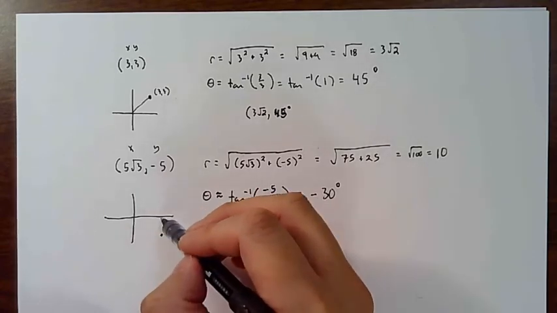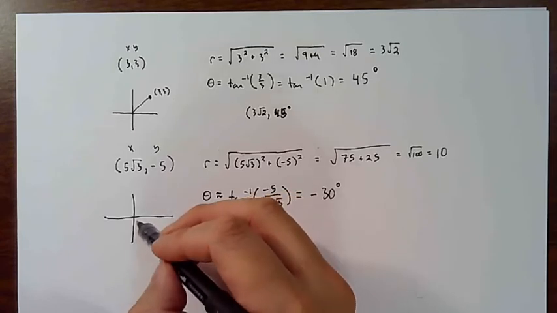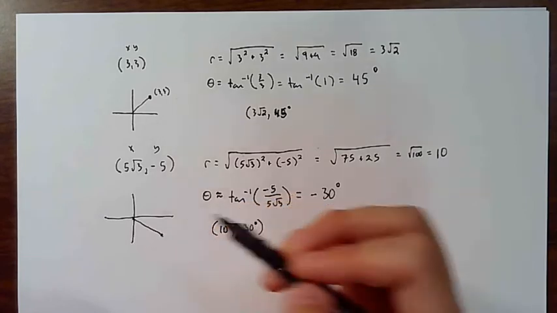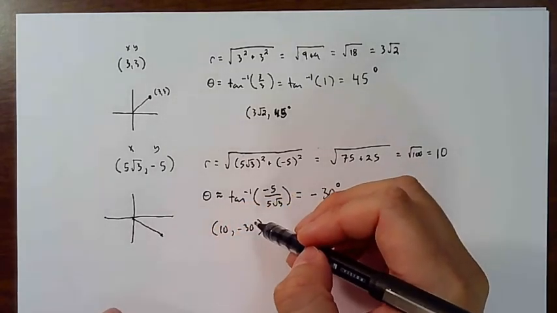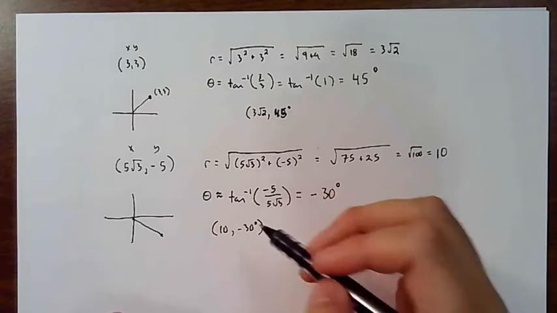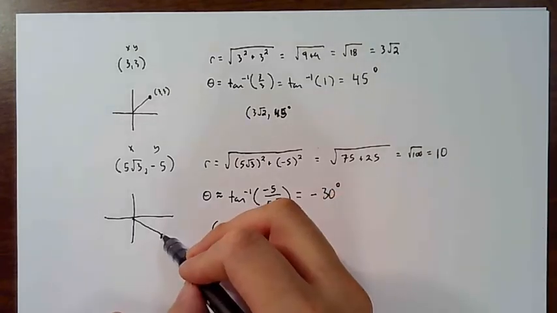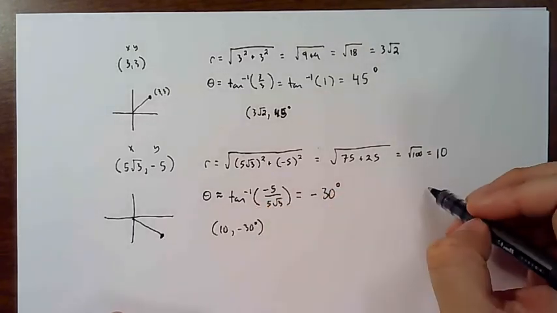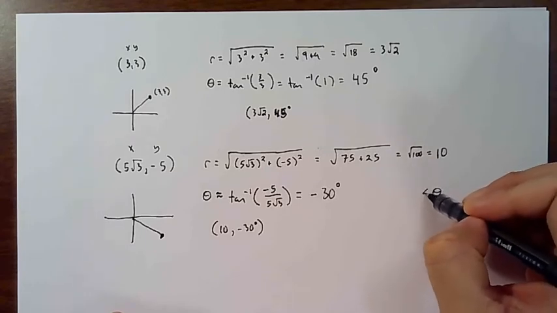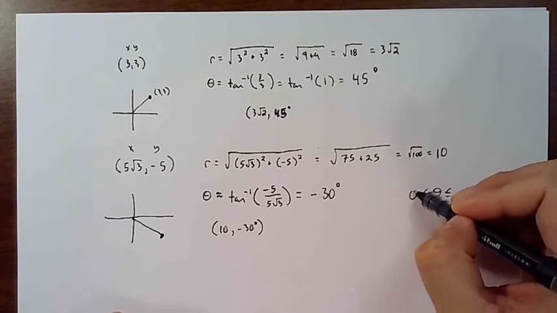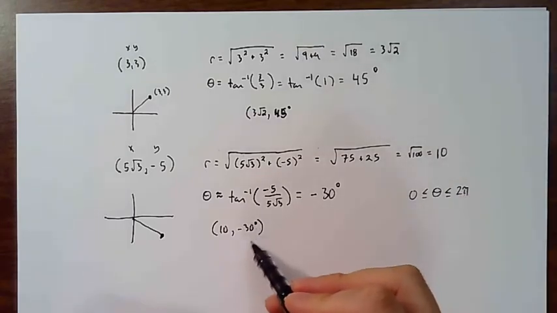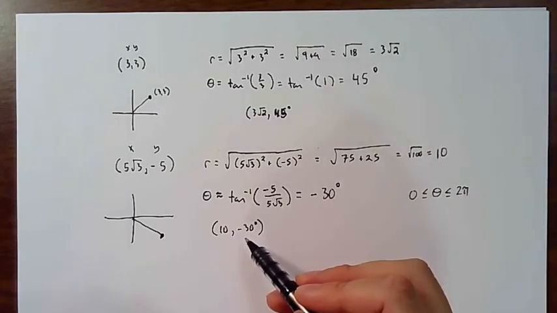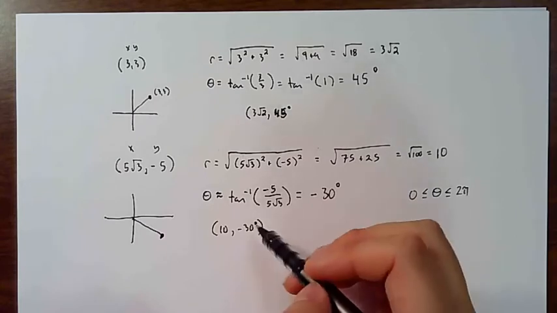Okay, 5 root 3 over, 5 down. So it's right here. It's in the right quadrant. Sometimes, though, there's like a domain restriction or a range restriction on what the thetas can be. So if we were given that theta had to be between 0 and 2 pi, then this would not be legal. So what we would have to do is to find an angle that is coterminal with this.